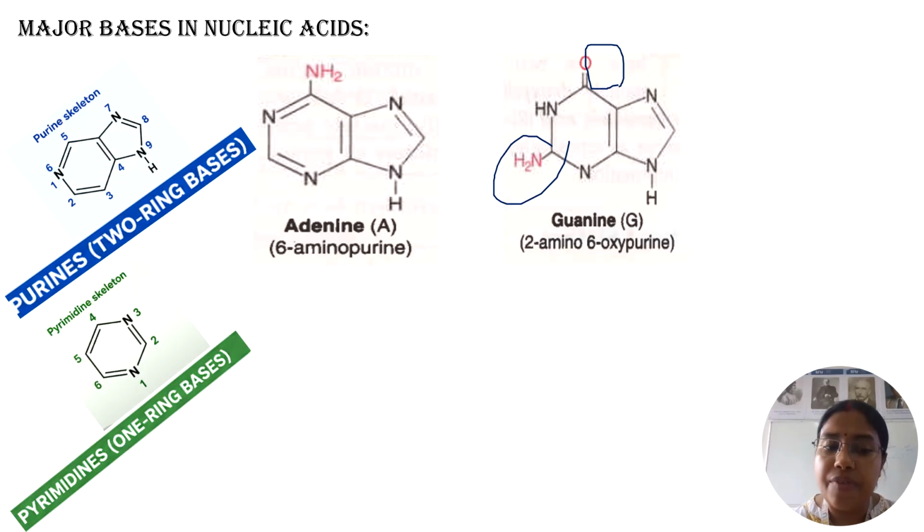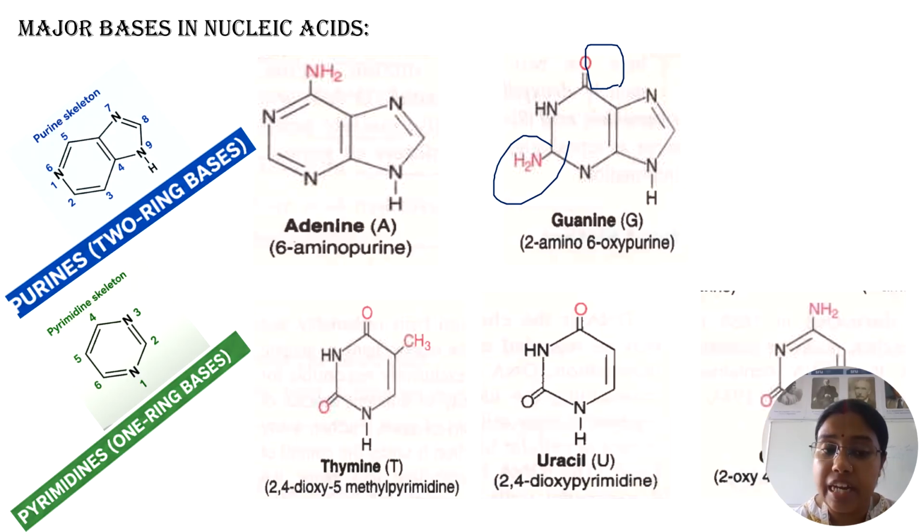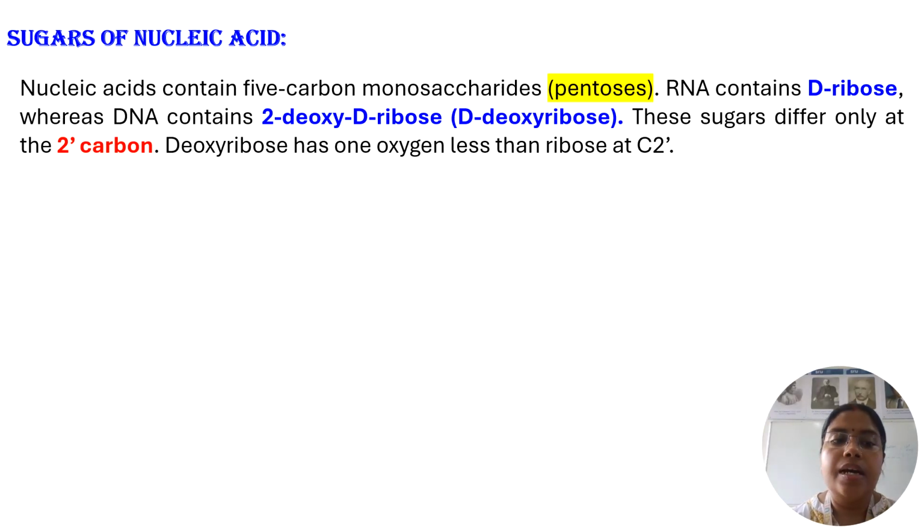The pyrimidine is a 1-ring base. It has 3 components. Thymine, that is 2,4-dioxy-5-methylpyrimidine. Uracil, that is 2,4-dioxypyrimidine. And another one is cytosine, that is 2-oxy-4-aminopyrimidine.